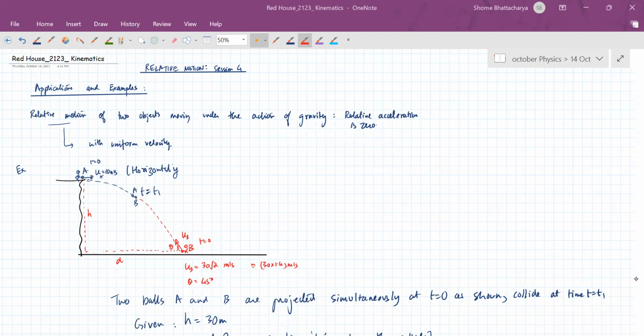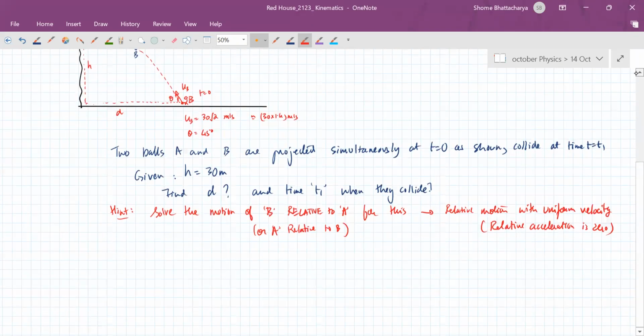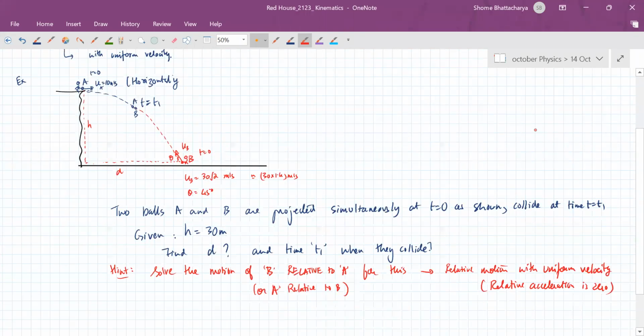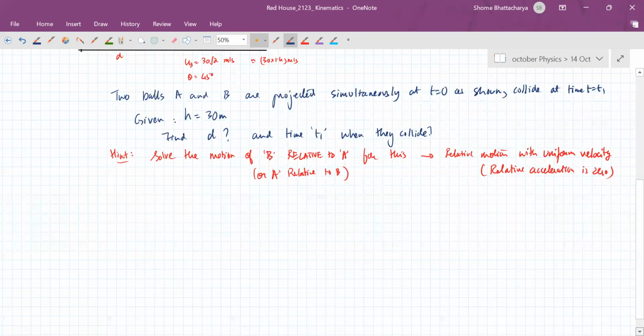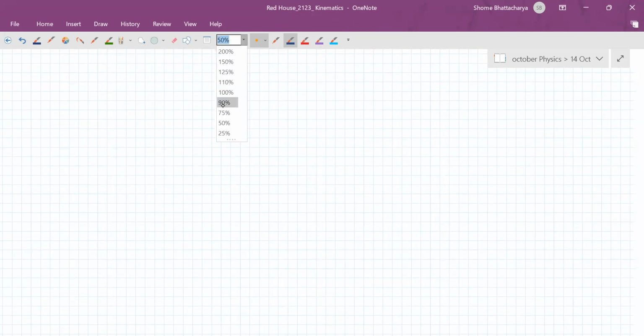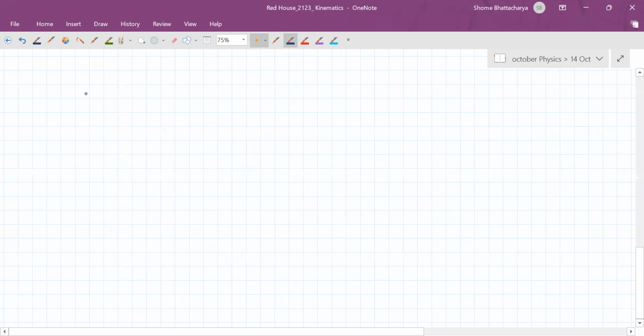Okay, so I'm coming back to the question now. What we should do here is first look at what the relative velocity is initially, because that only will be the uniform relative velocity.